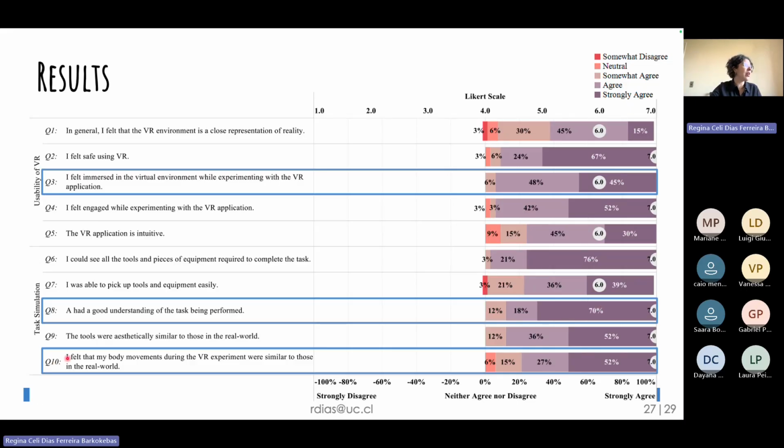And also important: I felt that my body motions and movements during the VR experiment were similar to those in real life. Also important because they need to correlate the motions that they are doing in virtual reality with the real environment. So for this one, we still have a good percentage of acceptance, but we still have some people here that say neutral. They're not so sure if they're moving the same way. And that's also related to the fact that the glasses really make you feel immersed, so sometimes we are not really aware of the motions that we're doing.